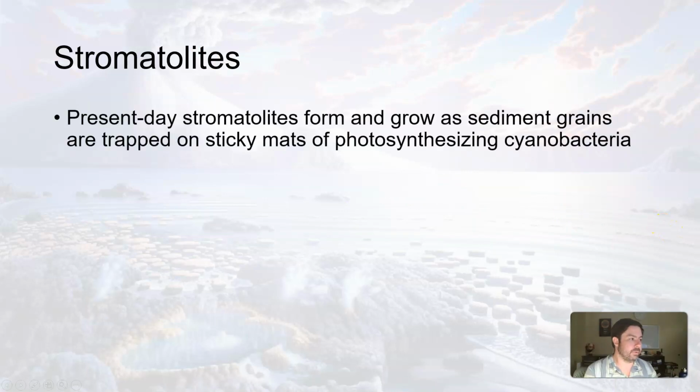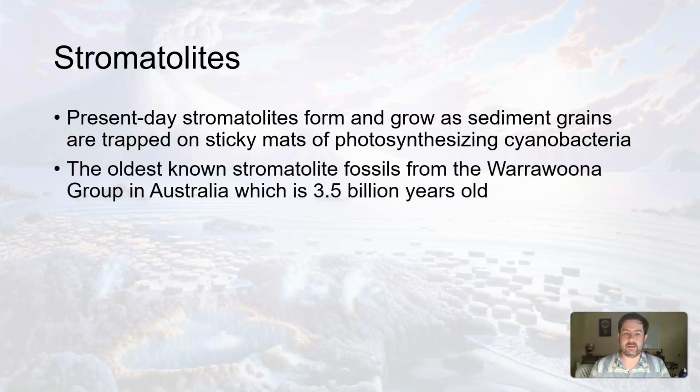So again, present-day stromatolites form and grow as sediment grains are trapped on sticky mats of these photosynthesizing cyanobacteria. So you get sediment sticking to it, and then you get new colonies, sediment, new colonies, sediment, new colonies, sediment. So that's where that layering comes from. The oldest known stromatolite fossils are from the Warrawoona Group in Australia, and these are almost 3.5 billion years old.